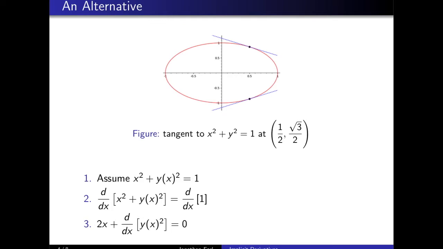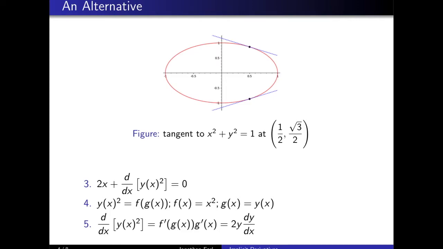So on our right-hand side, we have the derivative with respect to x of 1. Well, that's just 0. And then on the left-hand side, we have the derivative with respect to x of x squared plus y of x squared. So again, y is a mystery function of x. Well, the derivative of x squared, that's just our power rule, so we'll get a 2x. But now we'll get a derivative with respect to x of y squared.